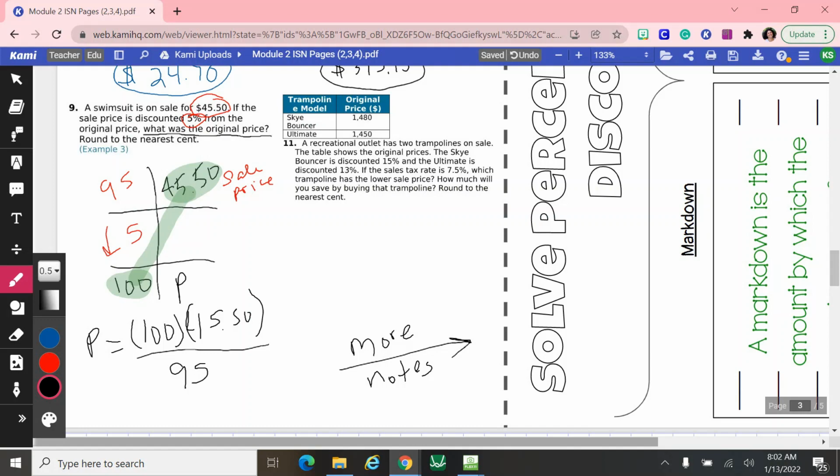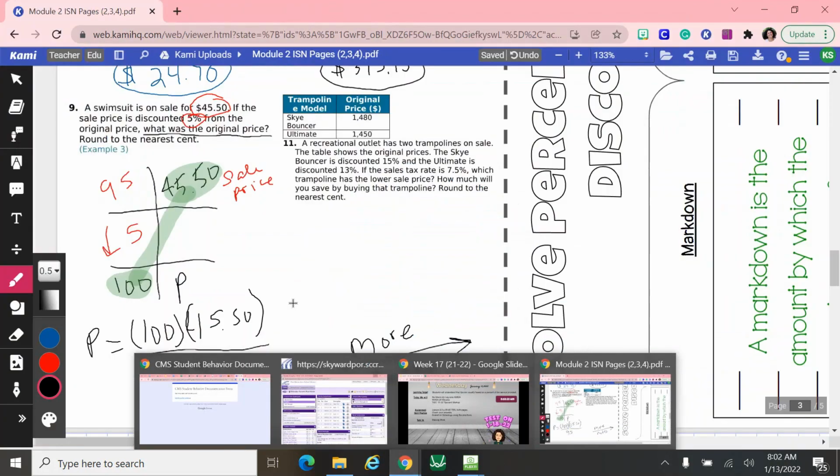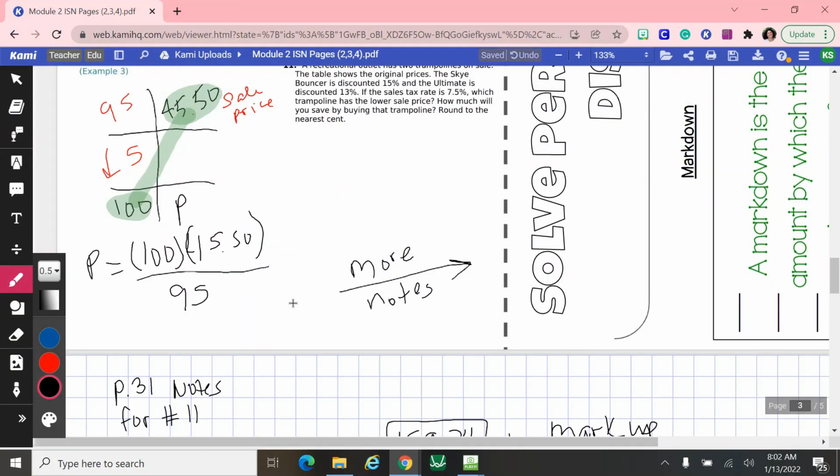When you do the math and find the calculations, what you're going to find is that the price is 47.894. What does that round to when we're talking about the nearest cent? $47.89.